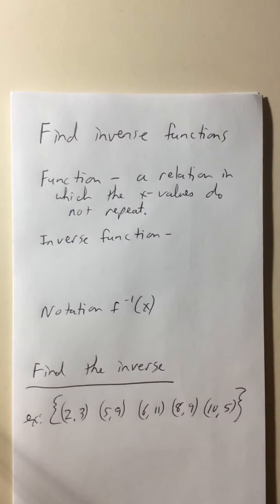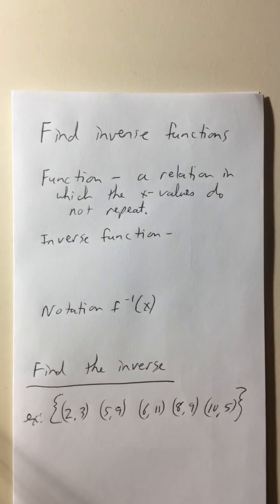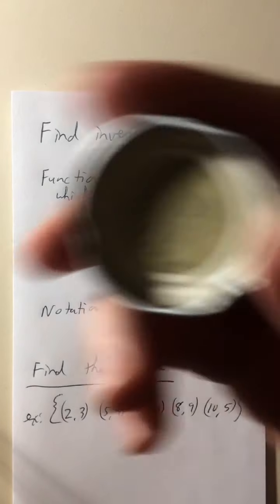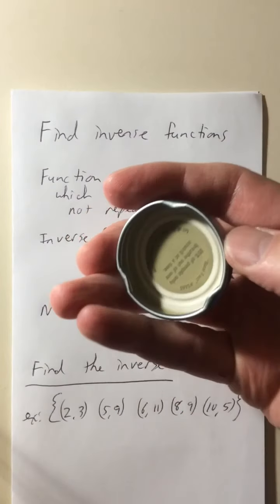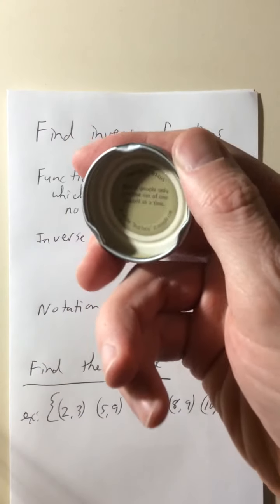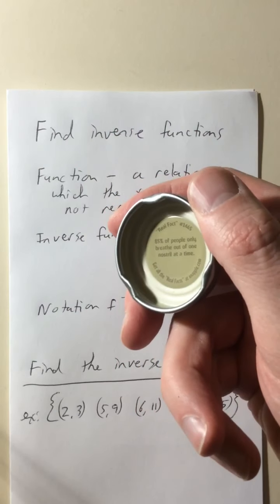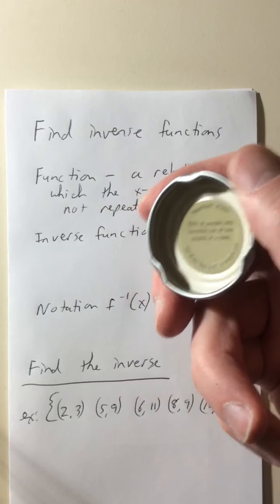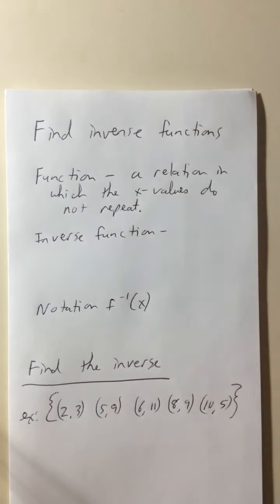Ms. Pender's been starting with a math joke. I have something better. I have Snapple facts. So, hopefully I'll get this right. Here it is. What I read, or at least I think I read anyway, is 85% of people only breathe out of one nostril at a time. That's just weird. So anyway, there's your Snapple fact.